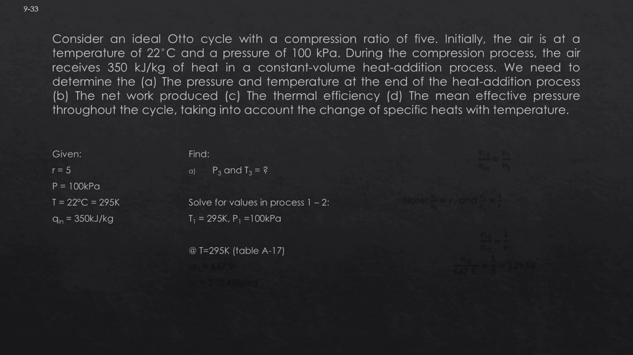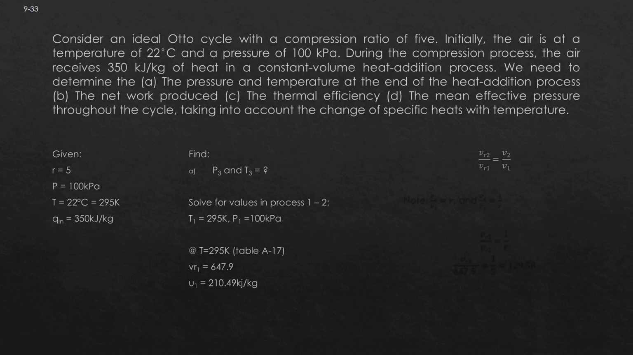And at a temperature of 295 Kelvin, we can find the other values for state 1 in table A-17. We will have vr equals 647.9, and our internal energy is 210.49 kilojoules per kilogram. So now that we have the values for state 1, we will solve for the values in state 2.